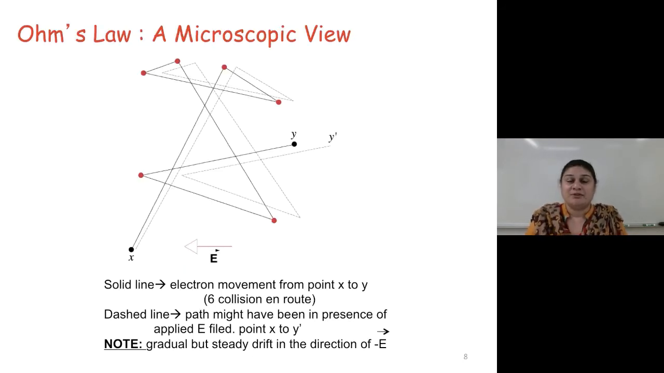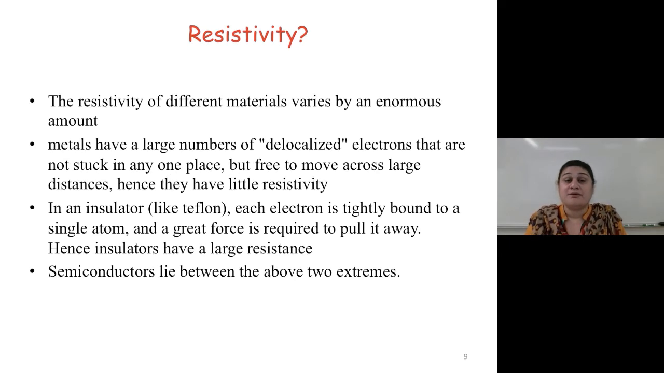A microscopic view of Ohm's law: if you want to make sure that the direction of the applied field is in this way, the solid line will be an electron moving from point X to point Y. So it will go basically from here to here to here, and so on. The dashed line represents the path it might have taken in the presence of the applied field. However, in both cases you will note that there is a gradual but steady drift in the direction of the E field.